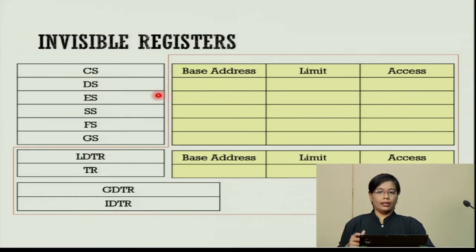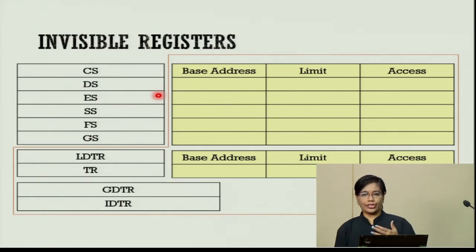Now, other than the registers which we saw as part of the programmer's model, there are also going to be certain registers which are going to be invisible to the programmer. They are present, but the programmer cannot use these registers like he's making use of the code segment, data segment, extra segment, or the stack segment registers. These are what are called as program invisible registers.